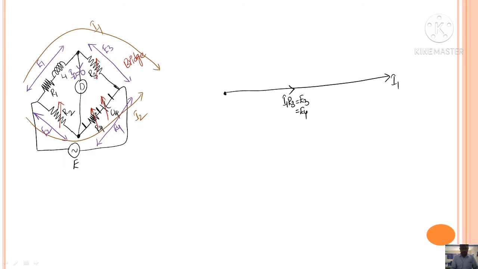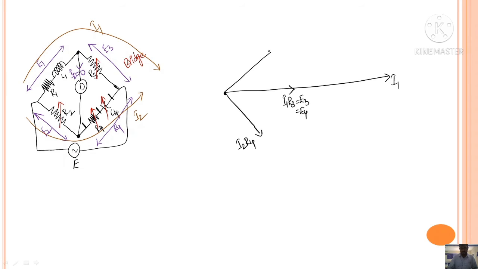Now, I am considering this as I2 into R4 drop, I2 into R4 drop. How is the I2 into C4 drop? The I2 into C4 drop must lead this resistive drop by 90 degrees.